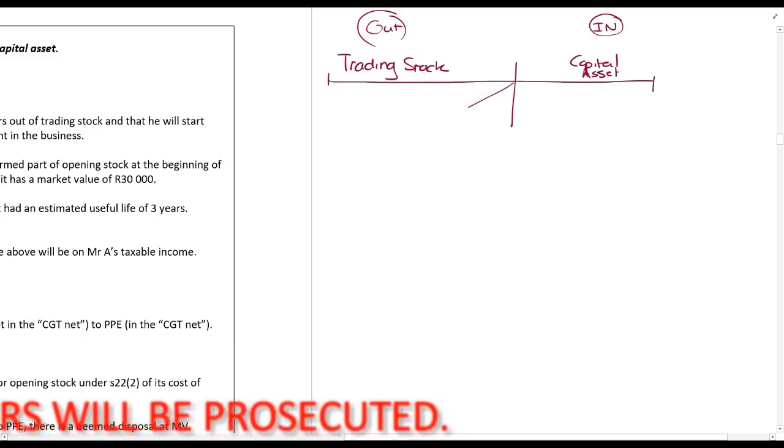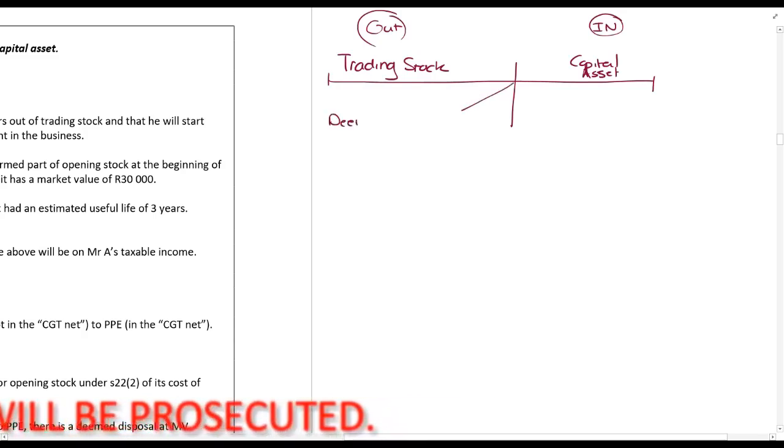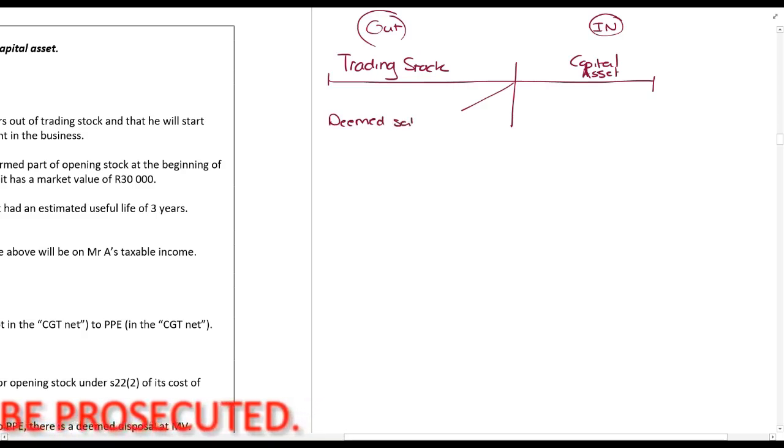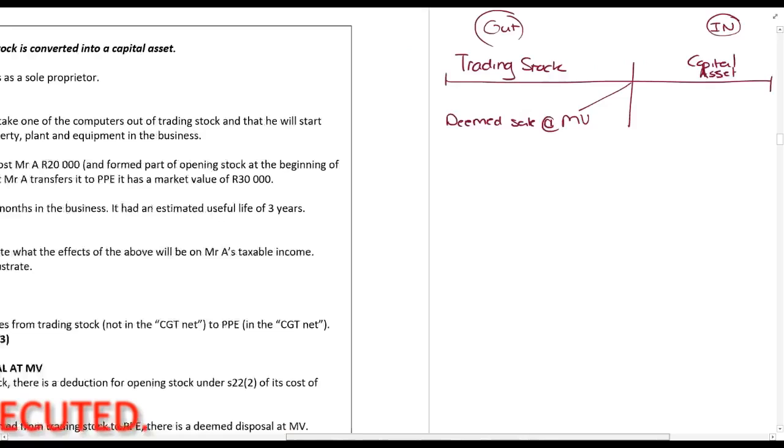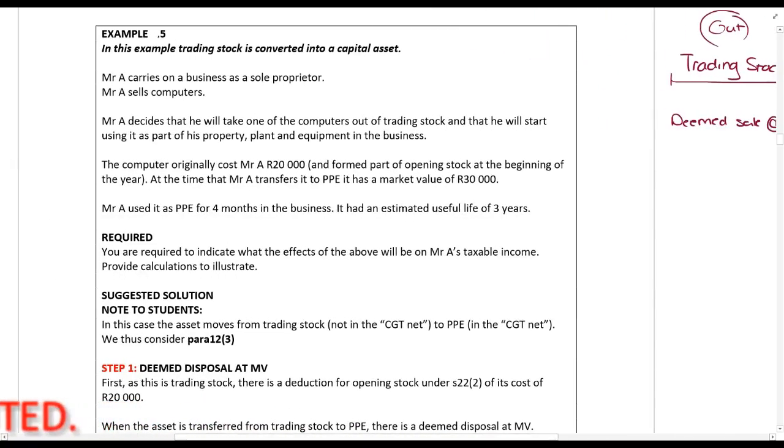So we are treated as the deemed sale at market value. Okay, so the computer, which was trading stock, originally cost 20,000 rands, and I say it formed part of opening stock at the beginning of the year, and it's transferred when it has a market value of 30,000 rands.